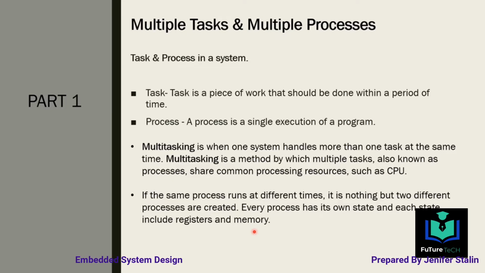So a task is a piece of work that should be done within a period of time, and a process is a single execution of time. Multitasking is what? When one system handles more than one task. And multiple processing is what? When the process runs at different intervals of time, or more than two times, or multiple times execution happens. It is said to be multiple processes.